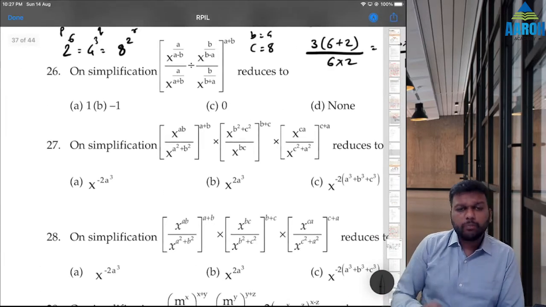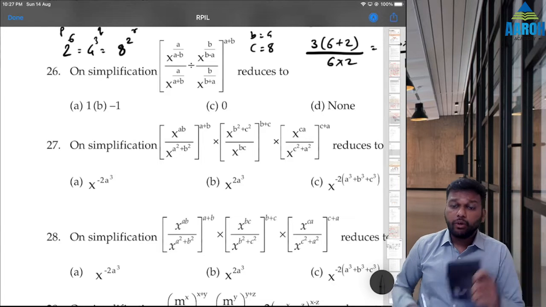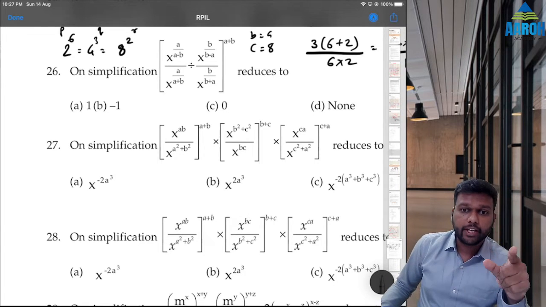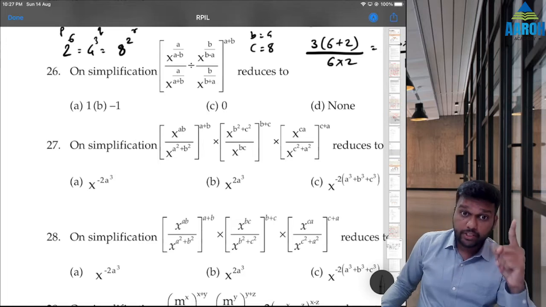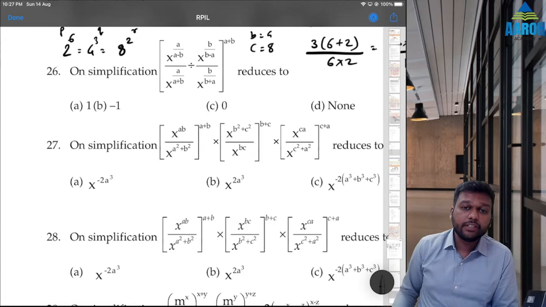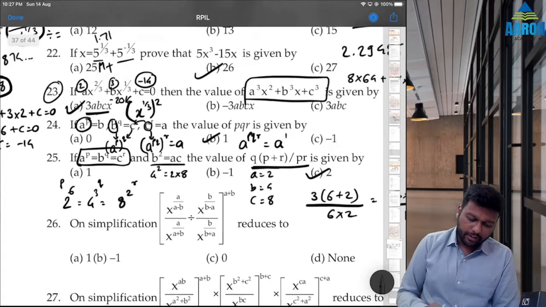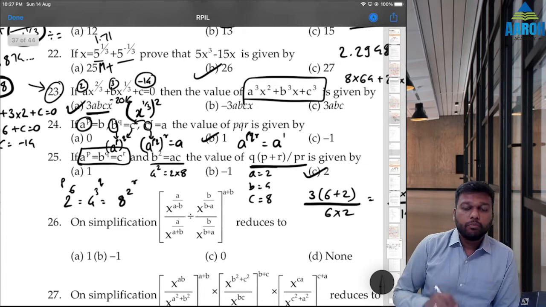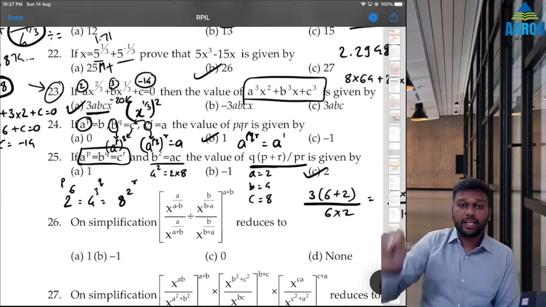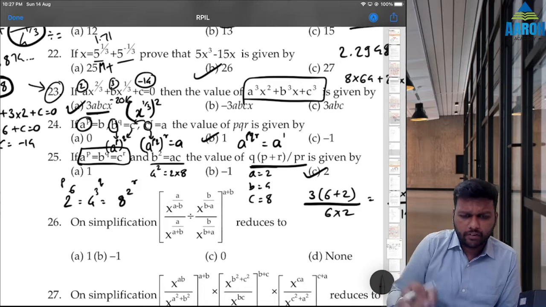26. On simplification, this reduces to what? See, you have to take care while assuming ABC. The care you have to take is to see that ABC is not in the options, because if it is there, then we'll have to do it like question 23, because we'll have to put ABC in the options as well. Still, it can work.